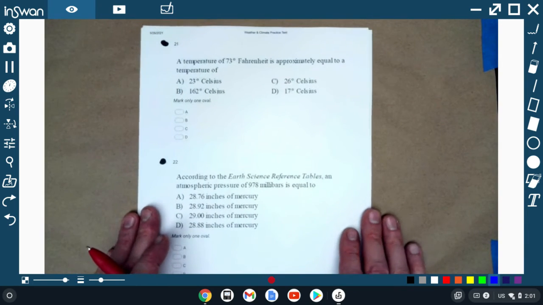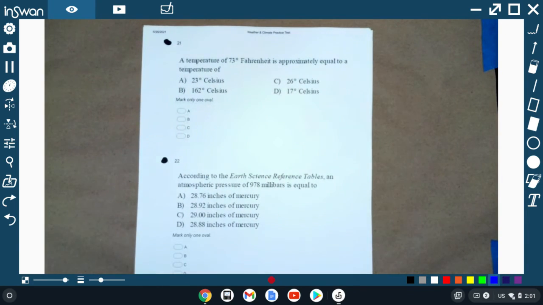Number 21, we're going to do some temperature conversions. Some folks really voted for that one. So a temperature of 73 degrees Fahrenheit is approximately equal to a temperature of, well, you've got to know where to go in your Earth Science Reference Tables.